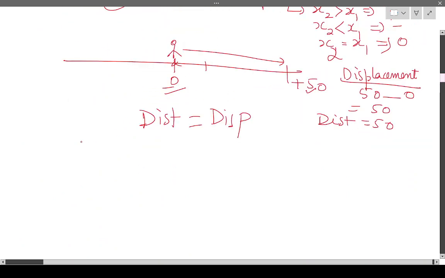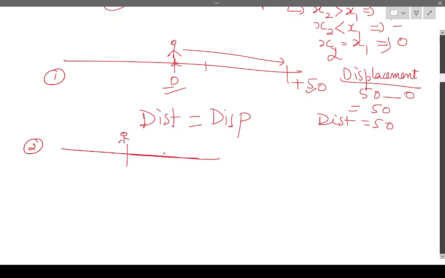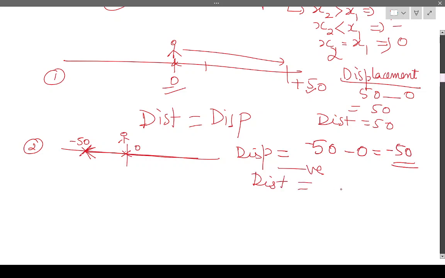Now, scenario 2. This is one. Now scenario 2. It is starting from 0, going to the left, minus 50, and reaches here. Now what is the displacement in this case? Displacement is final point, minus 50, minus the initial point, 0, and the answer is minus 50. In this case, displacement is negative. What about the distance here? Distance is still the same. It is going to be the magnitude of displacement, that is 50.